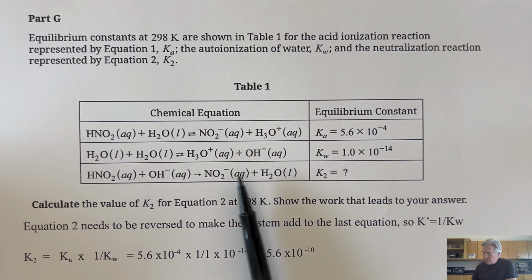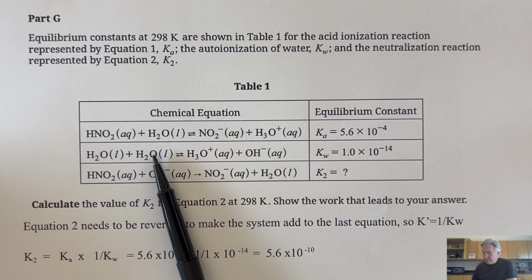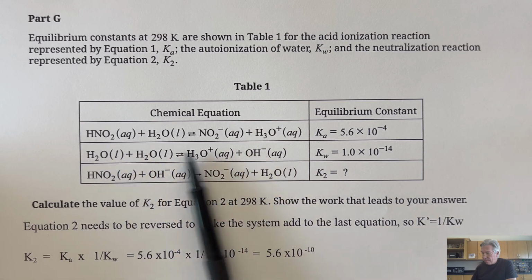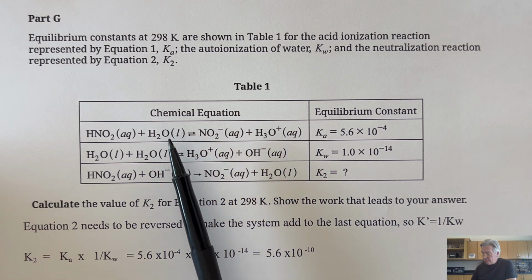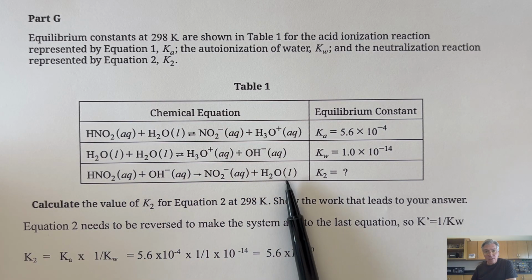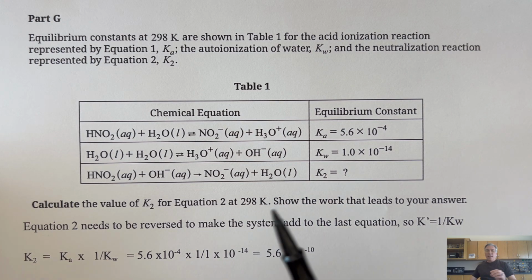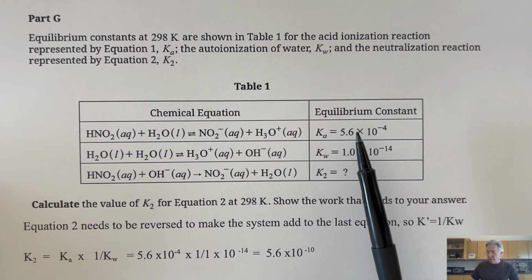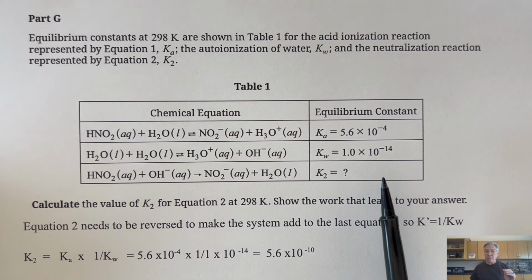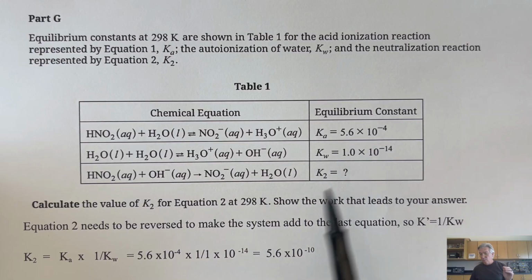So I kind of look at this and I'm thinking, do these two add up to this one? No, they don't. Equation 2 needs to be reversed to make the system add to the last equation. So if I imagine reversing this one and then adding this to this, it'll become this. It'll cancel out and we'd have this as our result. However, when you're doing delta H's and Hess's law, you would simply add up their delta H's over here. But when you're combining two reactions with equilibrium constants, we actually multiply their equilibrium constants.